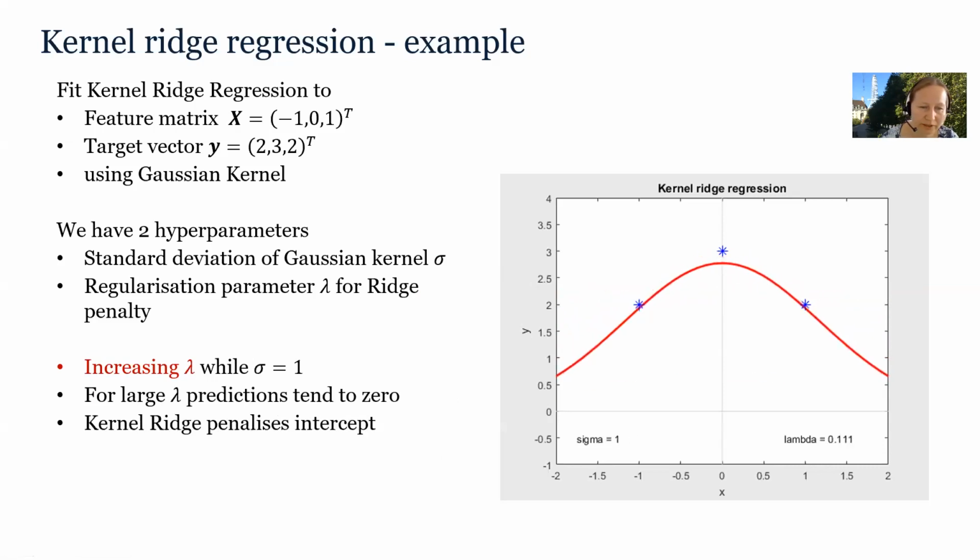Now we fix the parameter sigma and increase lambda. And we can see that for a larger lambda, predictions tend to 0. This is because unfortunately kernel ridge penalizes the intercept. So a solution to that could be to zero center the target values.